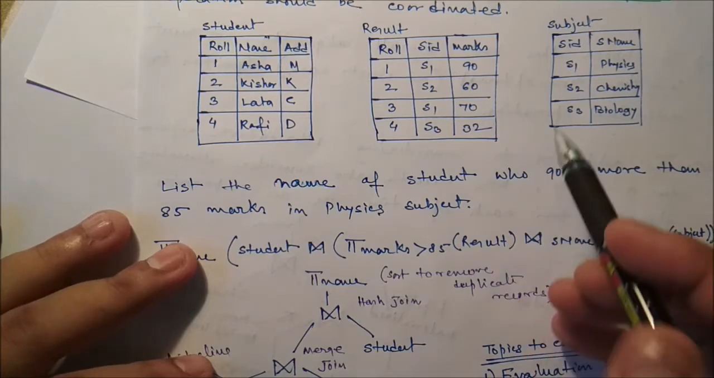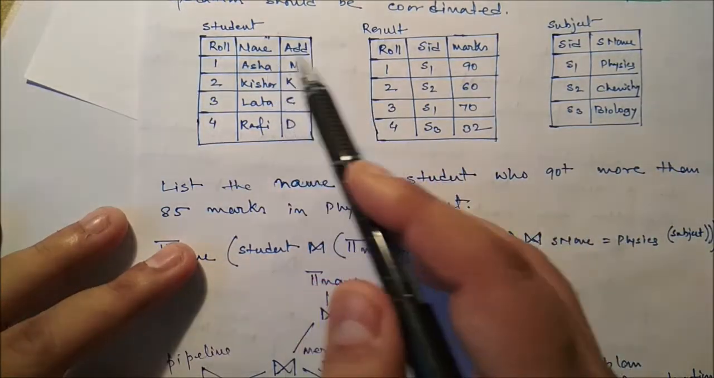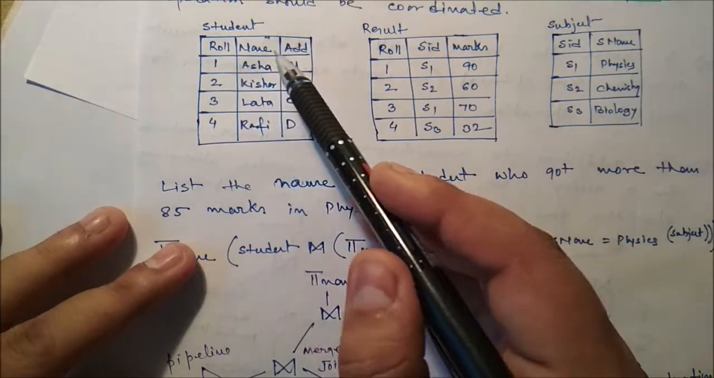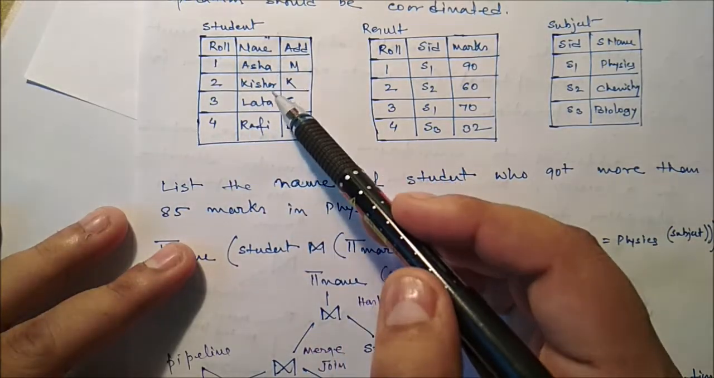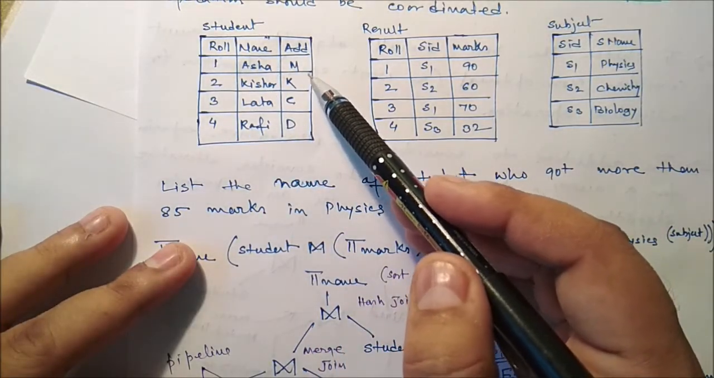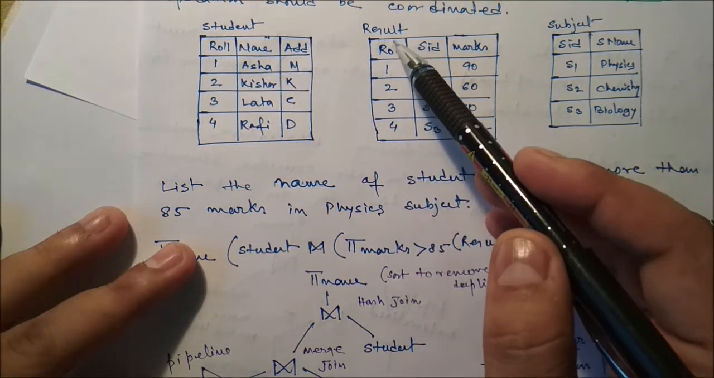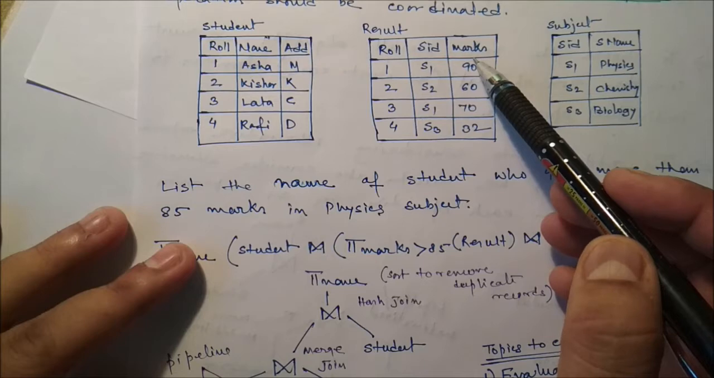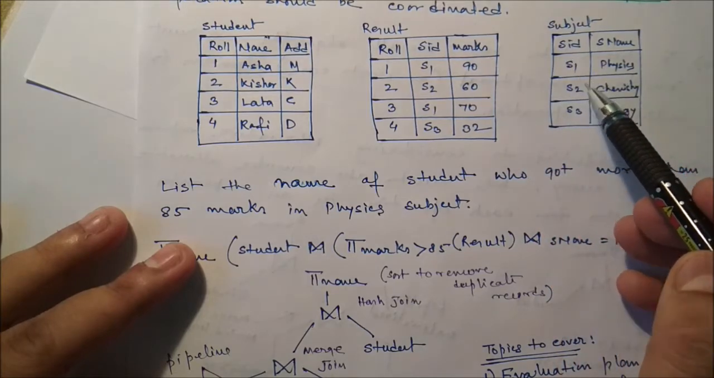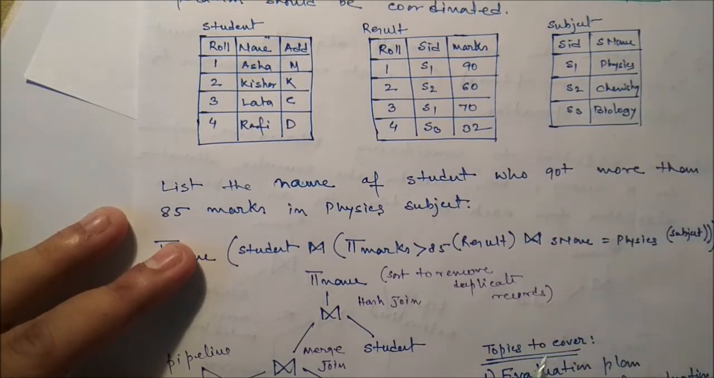Say three tables are there: student, result, and subject. Student: roll number, name, address. Say 1, 2, 3, 4. Asa, Kishore, Lata, Rafi. Addresses: Mumbai, Kolkata, Chennai, Delhi. These are fictitious addresses. Result: roll number, subject ID, and marks. And subject: S1, S2, S3, physics, chemistry, and biology.